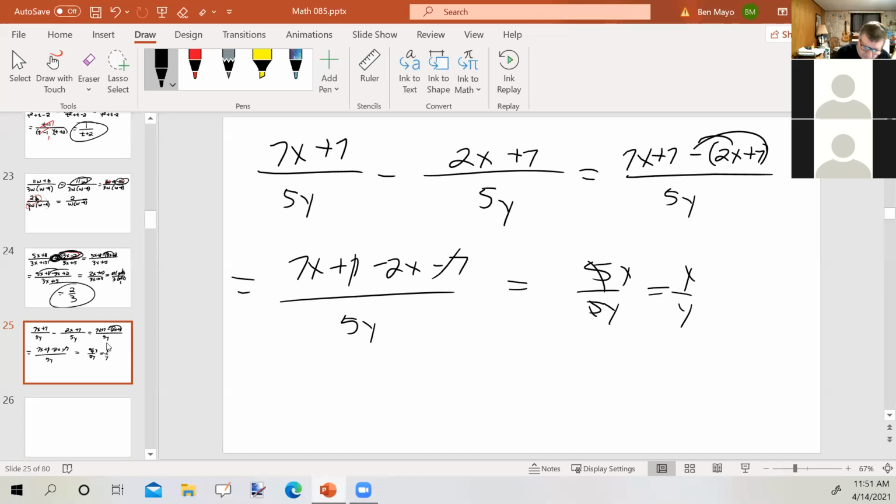So remember, when you're subtracting, you've got to distribute the subtraction to the entire numerator that you're subtracting. All righty, we good to go on, or do you need to wrestle with this some more? I'm good. Okay, all right.